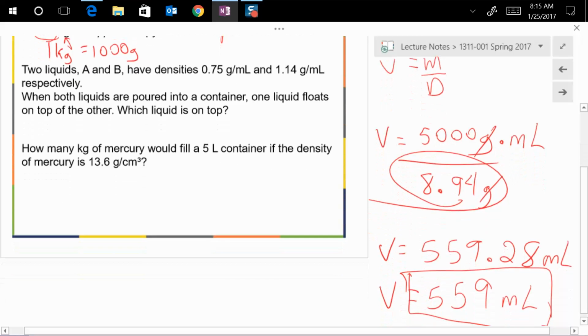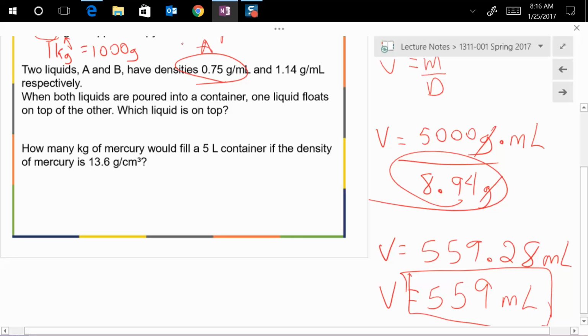Okay, 2 liquids, A and B, have densities 0.75 and 1.14 respectively. When both liquids are poured into a container, one floats on top of the other. Which liquid is on top? Which one's lighter? This one, right? A. So A is on top.